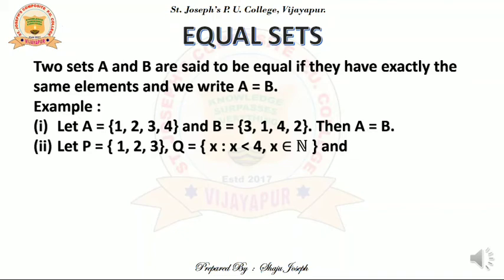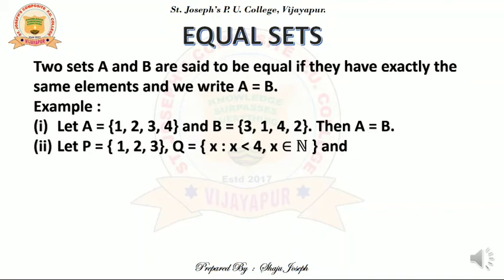How is P equal to Q? They don't look the same. But because Q is written in set builder form, if you convert it into roster form, which are the natural numbers less than 4? 1, 2 and 3. The same elements which are present in P. Therefore, P and Q are equal. What about P and R?